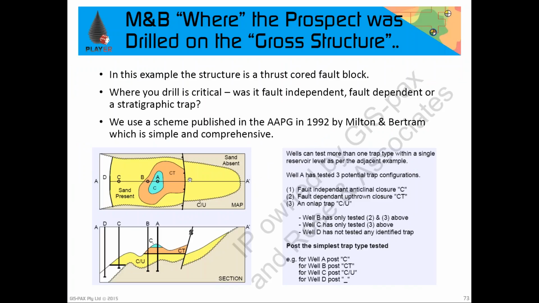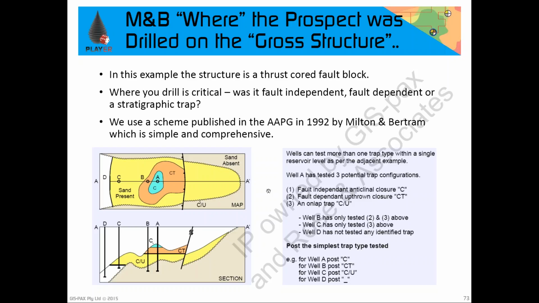So this is particularly useful. If I take as an example here this thrust cored fault block, this is one gross structure. But if I look at location A, it's been drilled in a fault independent component. If I look at location B, it's within the fault dependent part, CT. And then location C is drilled on the onlap. So we can be very specific about what tests have drilled and what types of structures have been tested.